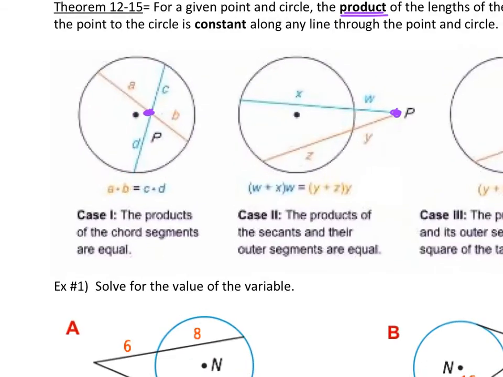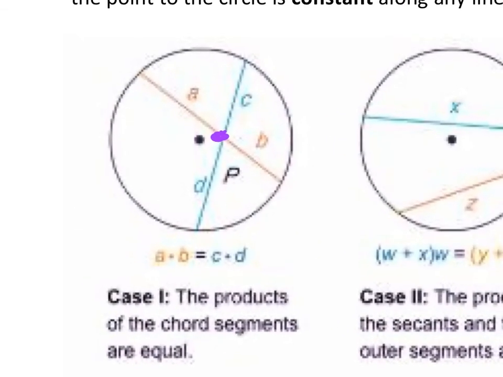So this first one, case number 1 here, if you look, this has a length of A, and this has a length of B. And then from that point to the circle here, you have a length of D, and here you have a length of C. What happens is you go from the point to the circle is a length of A, and then from that same point to the opposite side of the circle is B. If we multiply those together, they will equal the product of any other 2 segments that do that.